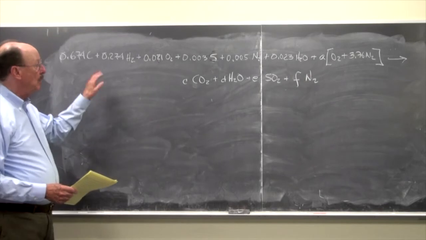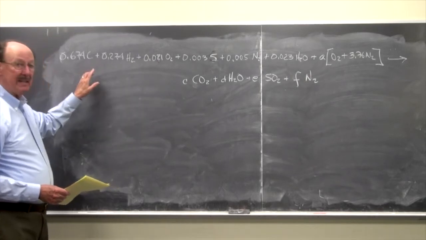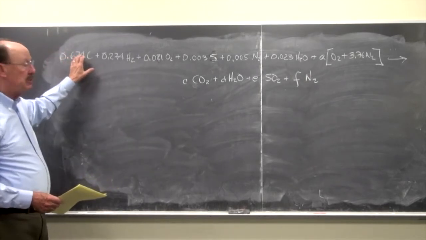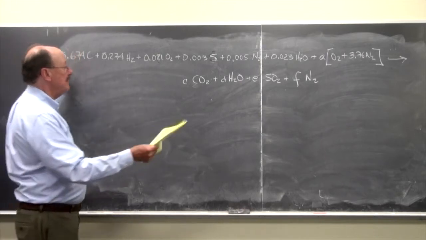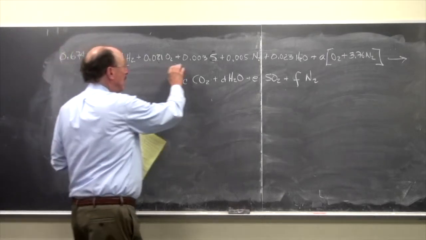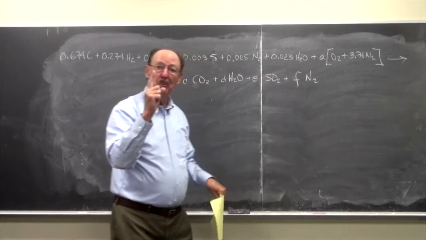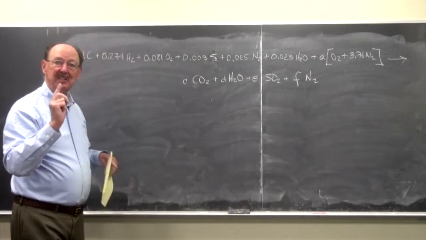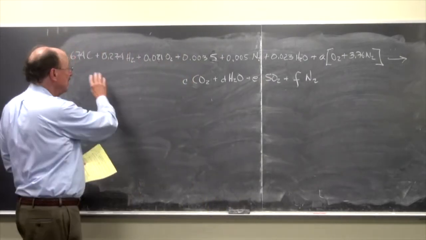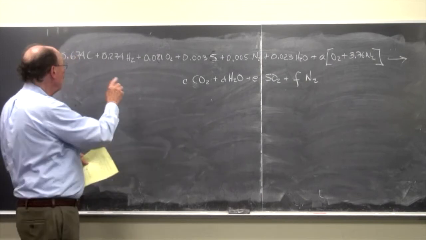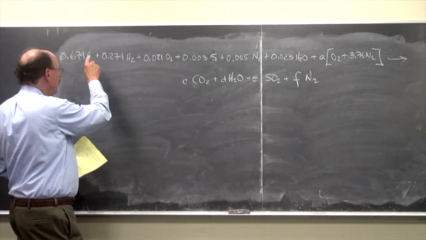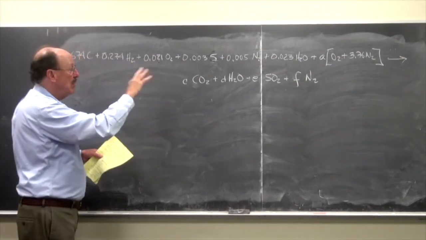What I did is I wrote the equation that we have to balance. Even though it has all these terms in it, all this stuff, all the way over to here, is 1 mole of fuel. So we're balancing the equation for 1 mole of fuel. These percents are all based per mole of fuel: 67.4% carbon, and so on. So it's 1 mole of fuel.